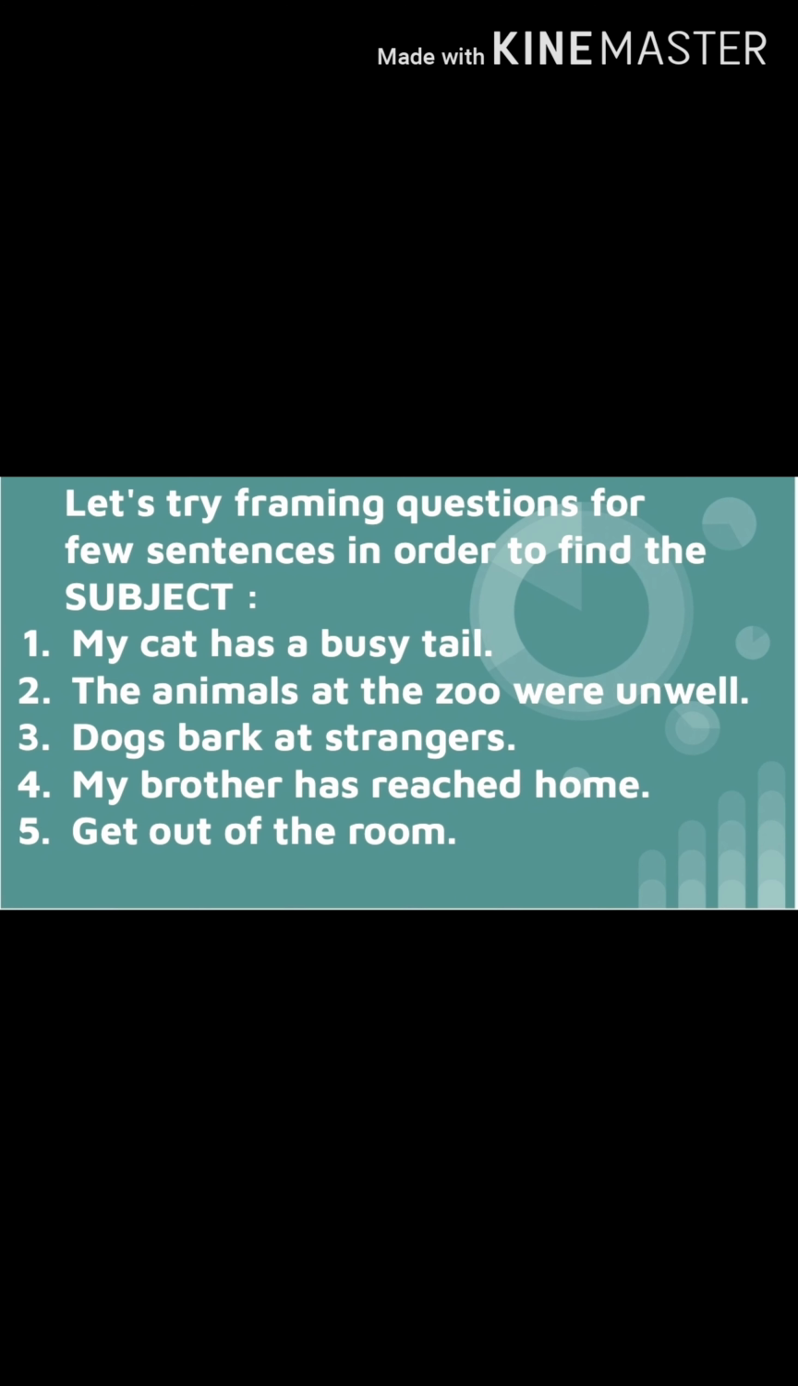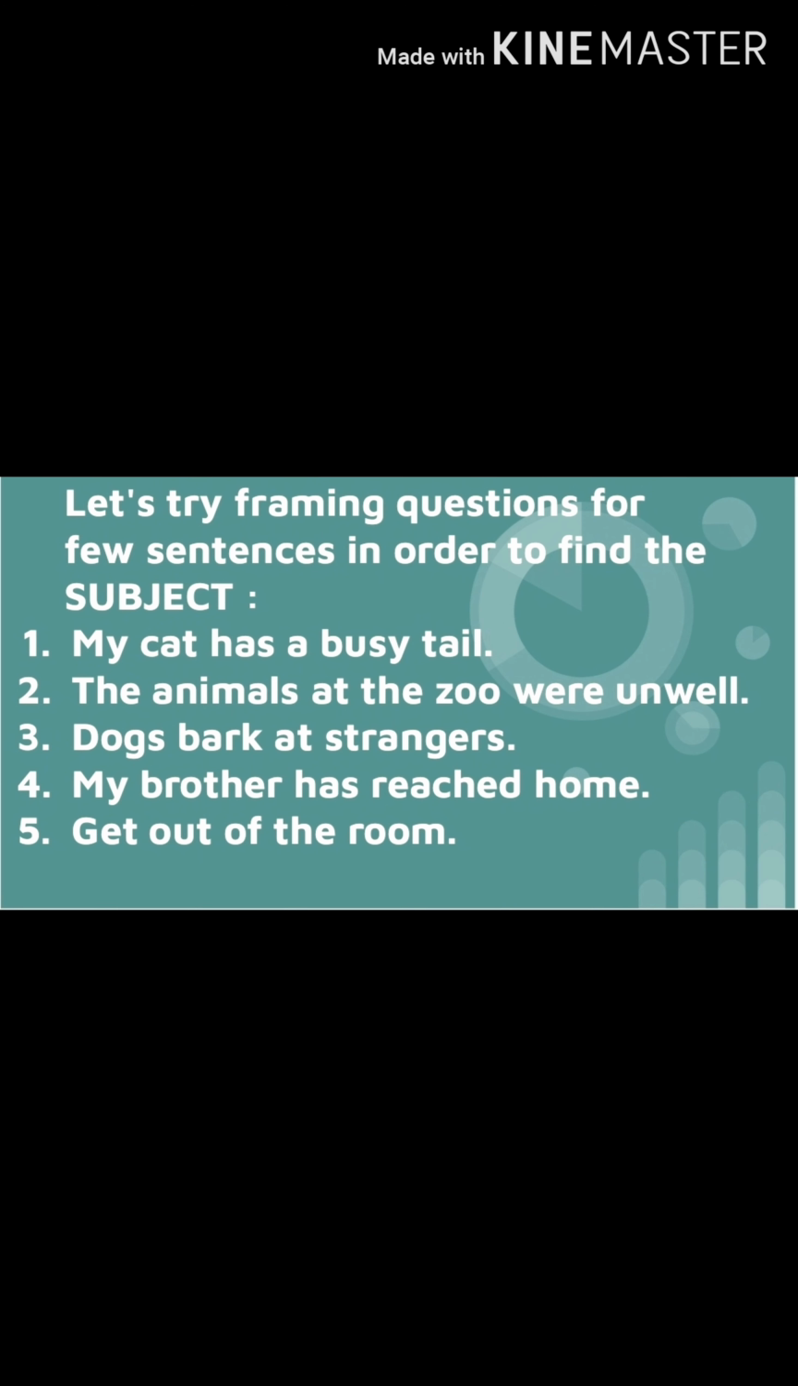Come to the next sentence. Dogs bark at strangers. Here, you don't have an auxiliary verb. You only have the main verb in this sentence. Therefore, place the question word who just before bark and frame a question. Who bark at strangers? You get the answer as dogs. Therefore, dogs is the subject and bark at strangers is the predicate.